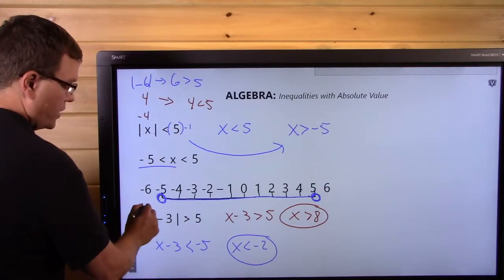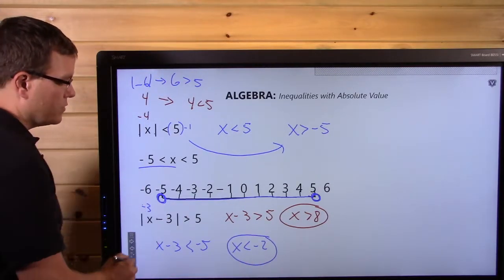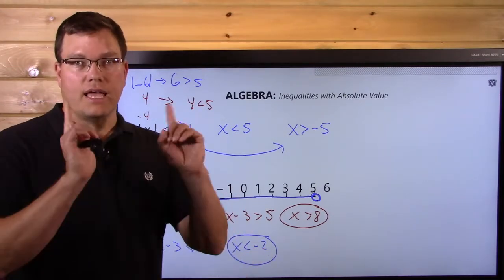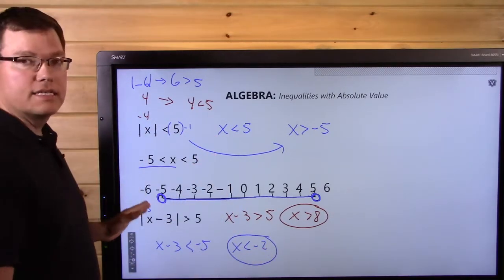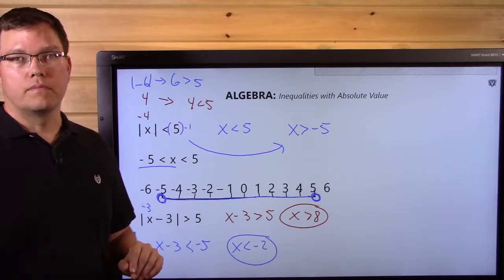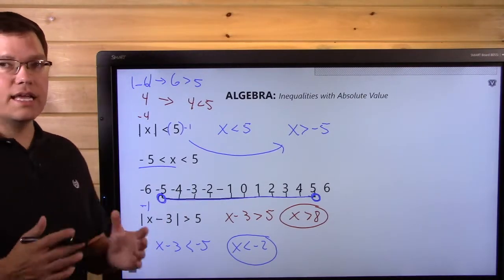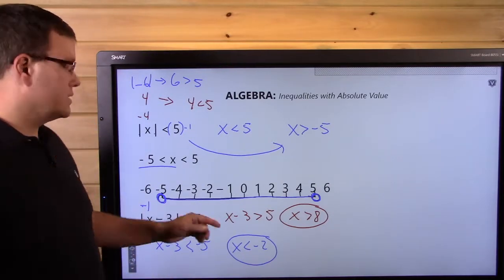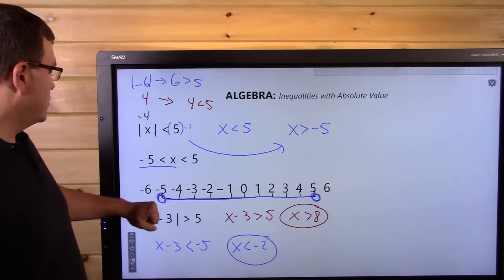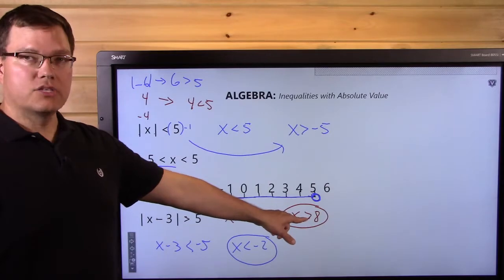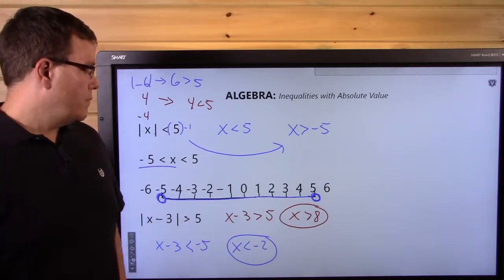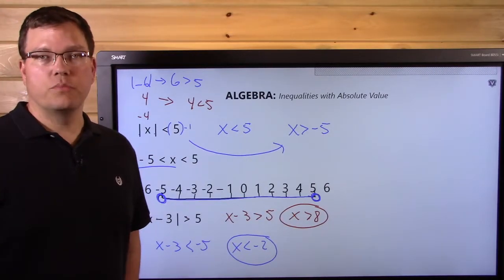If you put negative 3 in here, negative 3 minus 3, negative 6. Absolute value is 6. 6 is greater than 5. But if you put negative 1 in here, negative 1 minus 3, that's negative 4. Absolute value is 4. 4 is not greater than 5. So the two answers here are going to be that x is greater than 8, or x is less than negative 2. So that's your two possibilities.